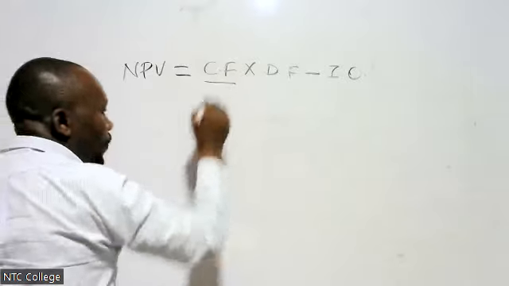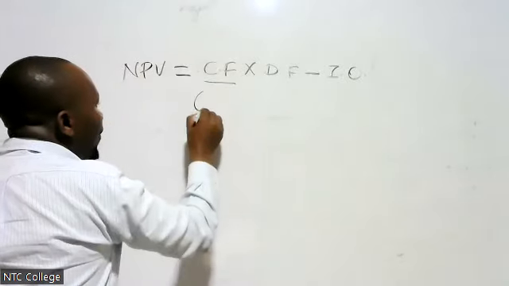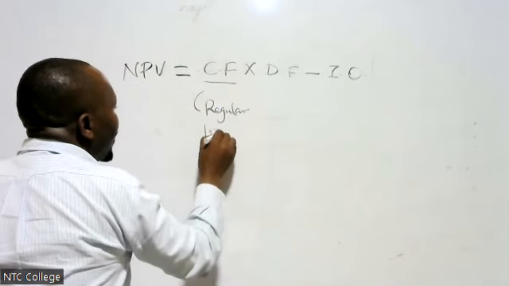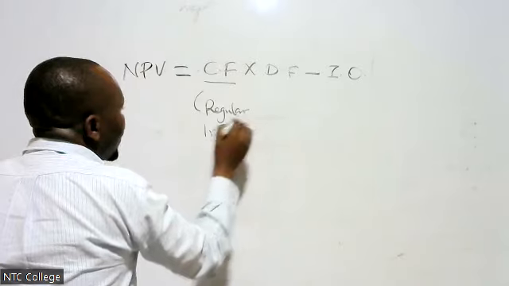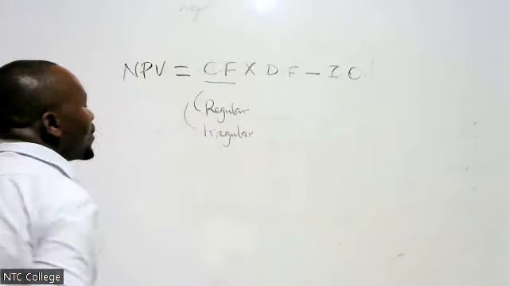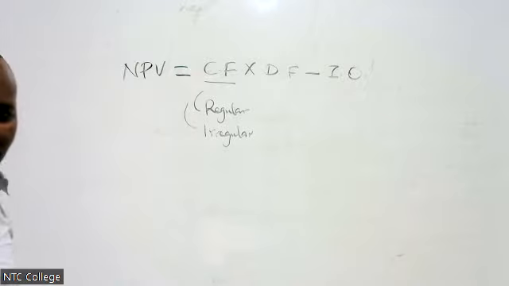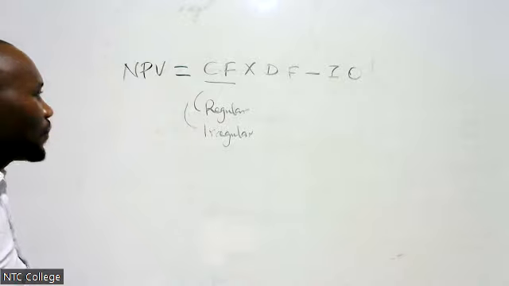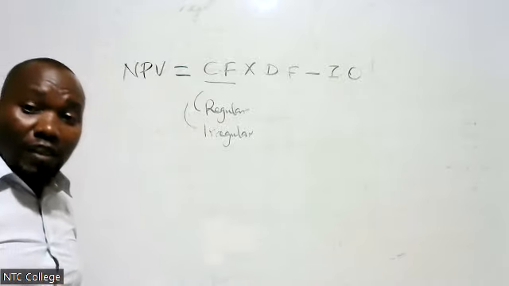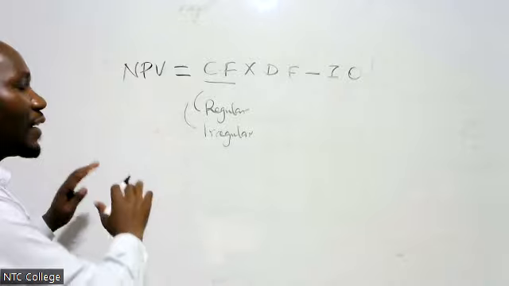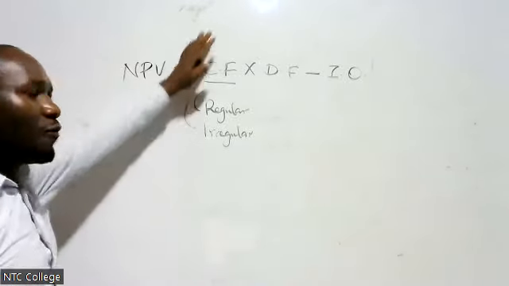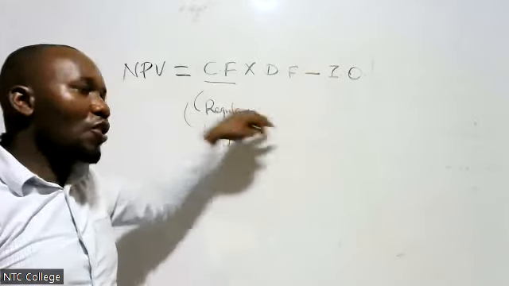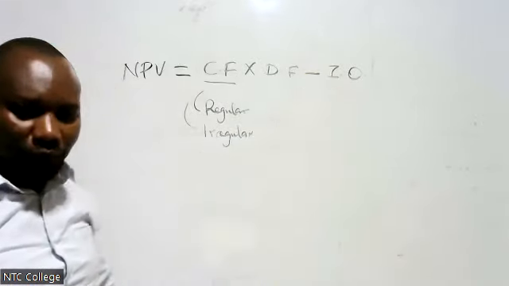When you talk about cash flow, we are talking about either regular cash flow or irregular cash flow. If you have any scrap value, that is also part of cash flow. So you add the regular cash flows first, the cash flow from operations, and then you add the scrap value. The total, you then minus the initial outlay.